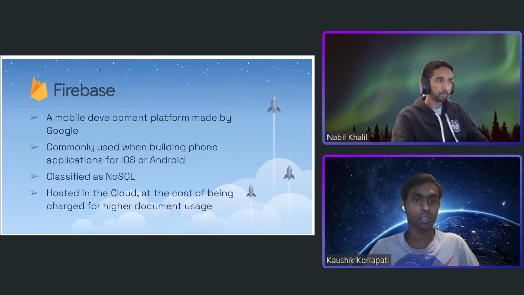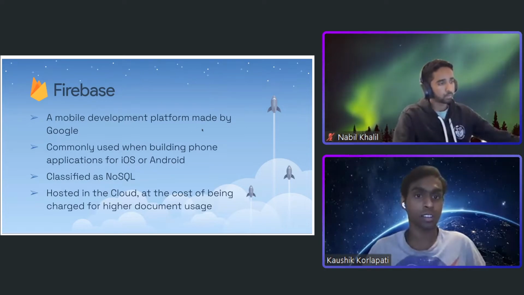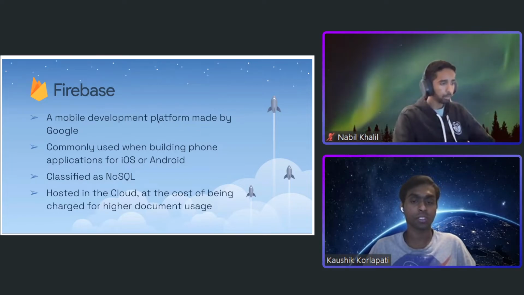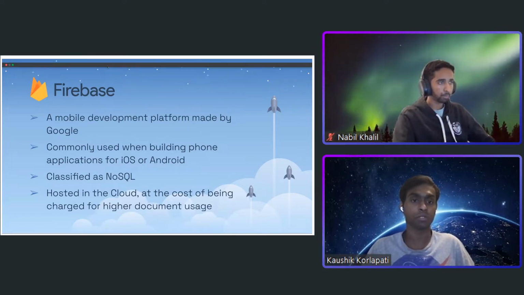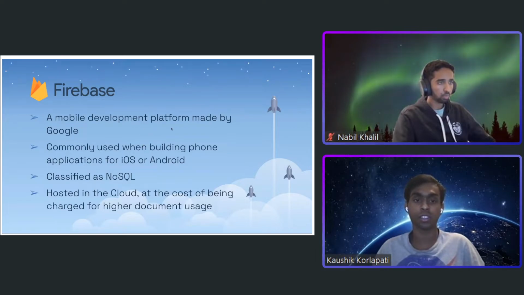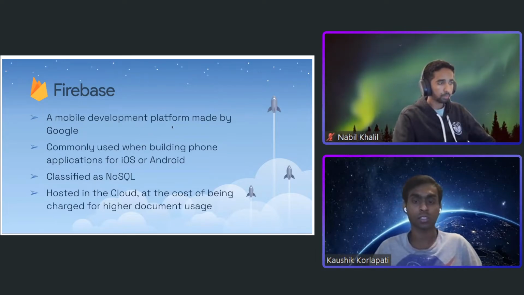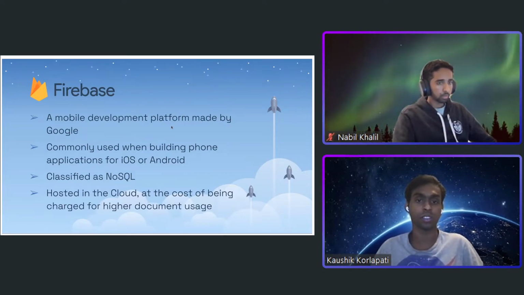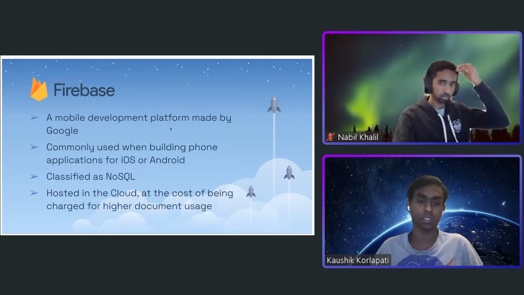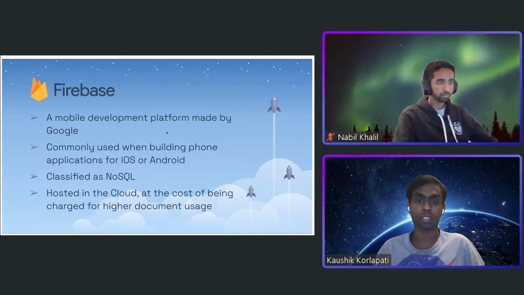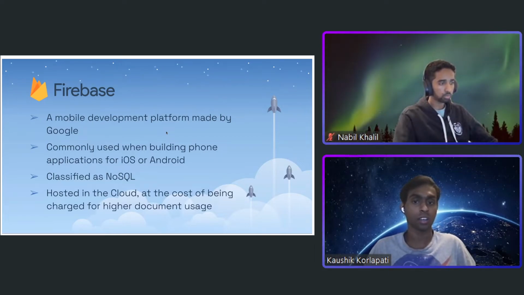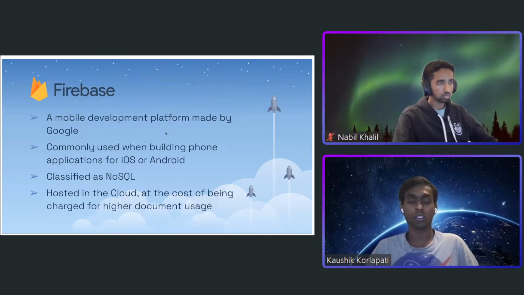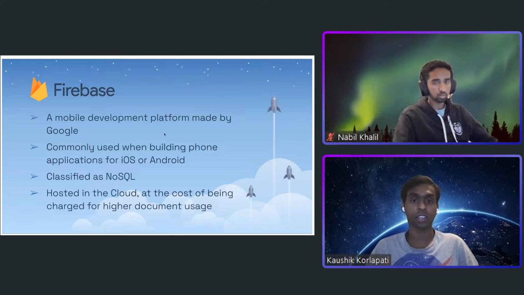So another NoSQL database that is pretty common is Firebase. Firebase is actually Google's version of a mobile development platform. So this is really common when building phone applications for iOS or Android. Like Nabil was saying for the schema for MongoDB, it's pretty similar. You can split your data up into documents, and it's pretty easy to pull the documents. You just set up a couple APIs, and then you can pull it. The one perk of Firebase is everything is hosted in the cloud. The only downside is Google charges you depending on your document usage.